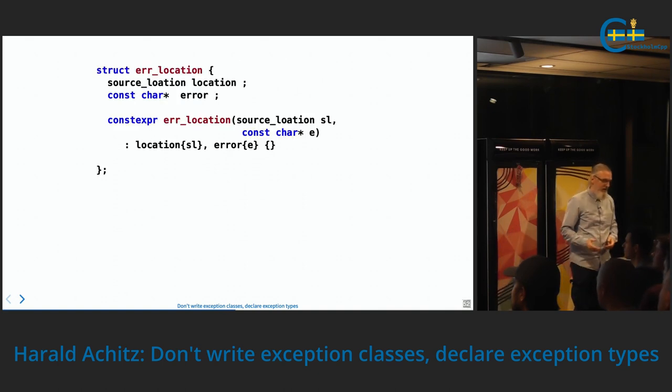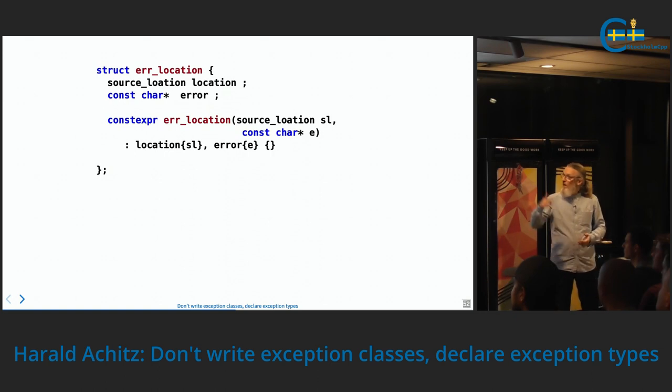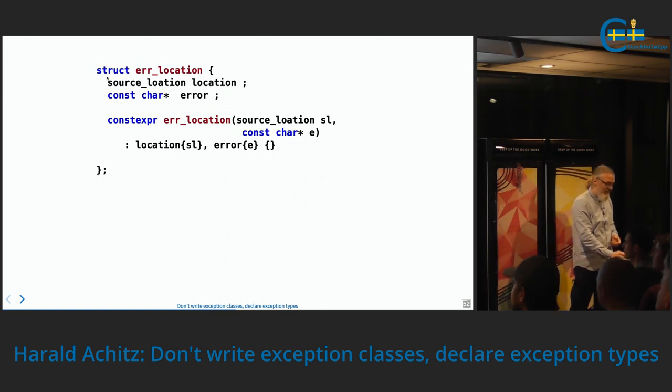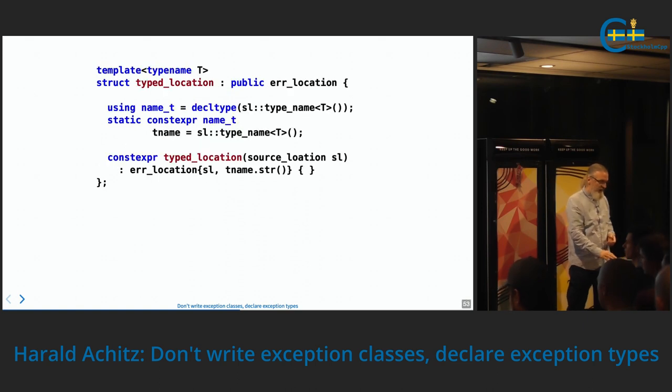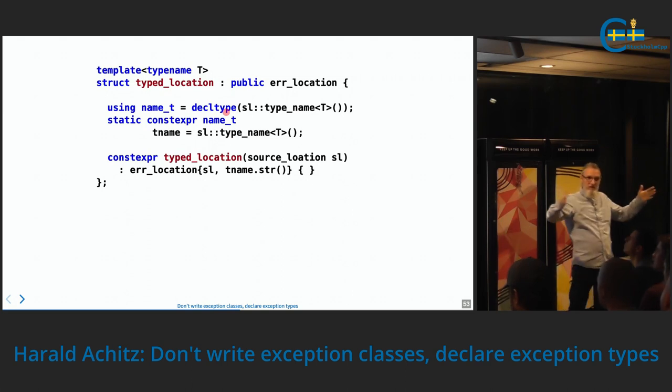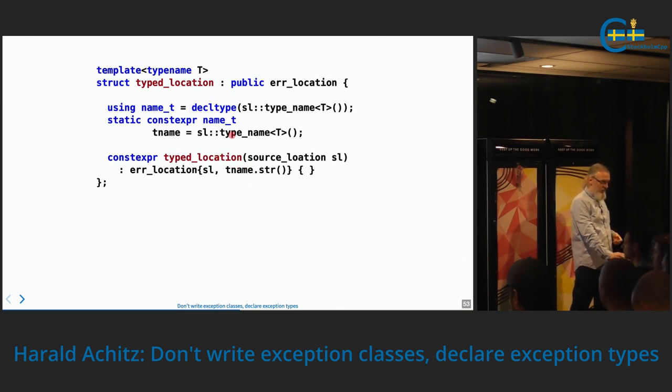And then I can bring it together. The implementation is not very interesting. I take a source location as a base class. I have the error, and in the constructor I take a pointer to the error. It's, of course, constexpr. The type location can derive from this. I can here get the type name. I don't know the type at compile time, so therefore the template type, because I don't know the size of what comes in. And the constructor just passes on the first character.